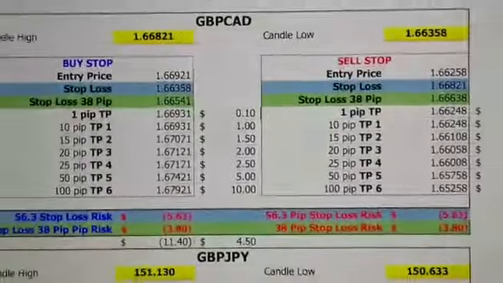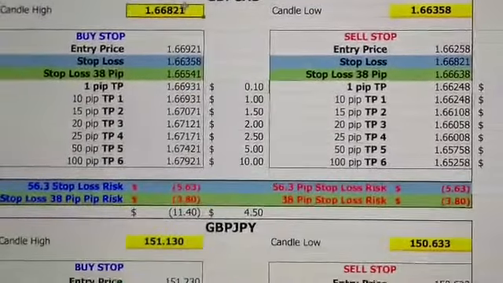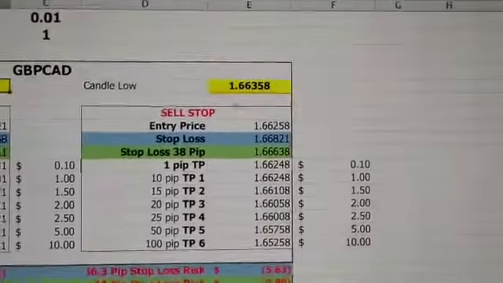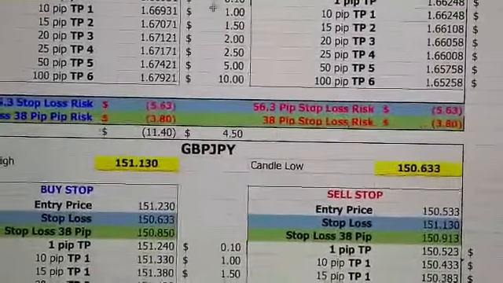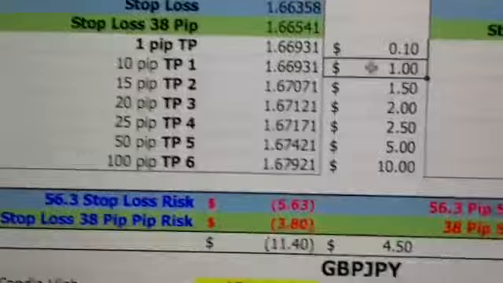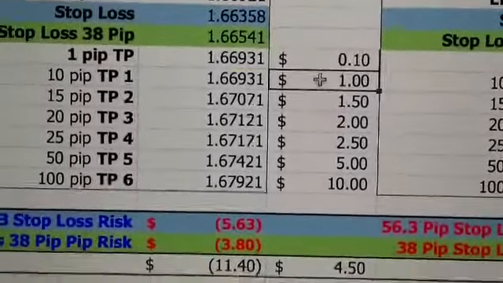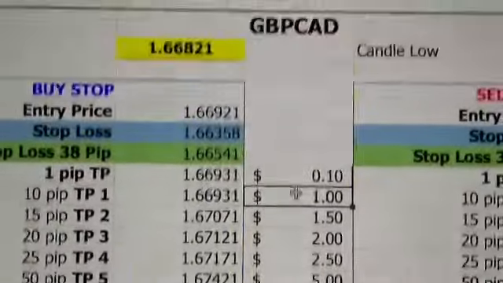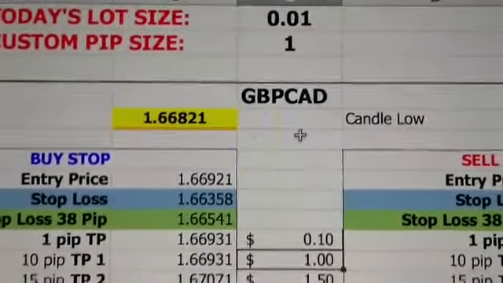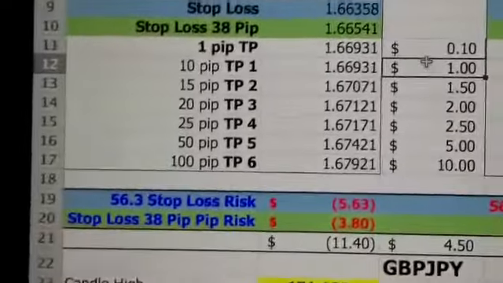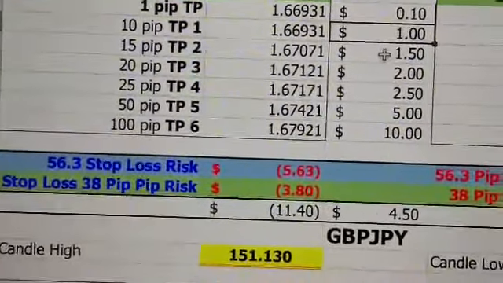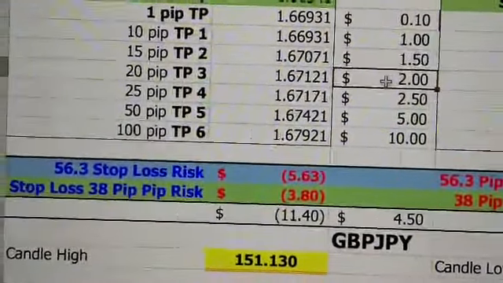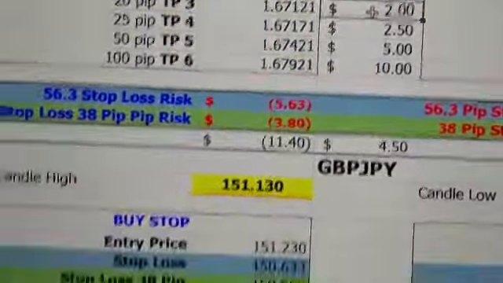You're going to get the values from the candle: the candle high and the candle low. Based on the 0.01 lot size, a 10 pip take profit is going to give you $1, because a 0.01 gives you 10 cents per pip. So a 10 pip target gives you $1, a 15 pip gives $1.50, a 20 pip gives $2, et cetera.